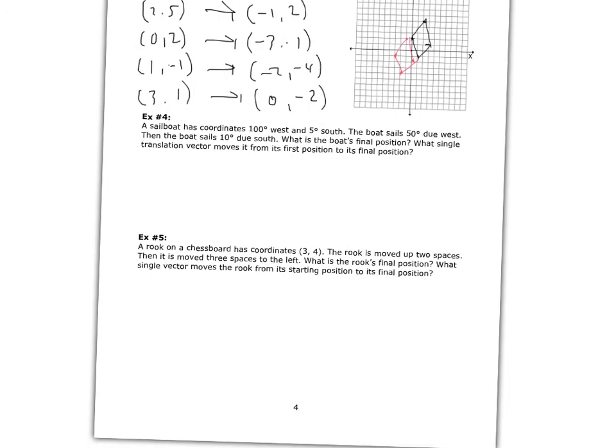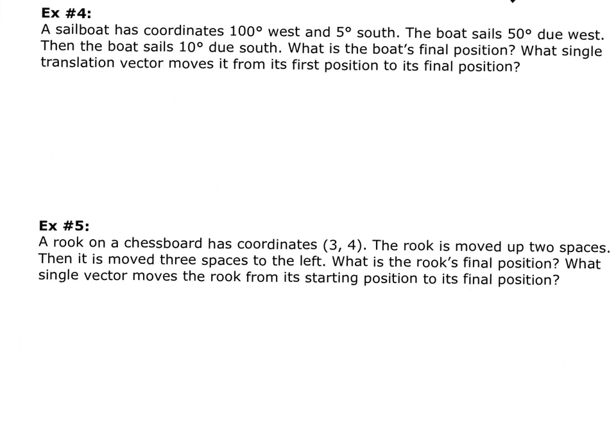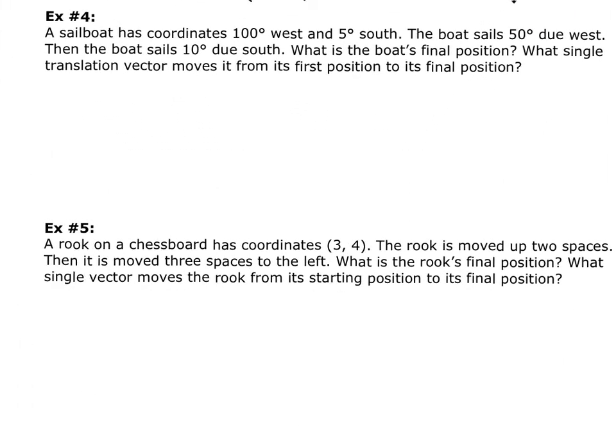Okay, let's try a couple more examples and then we'll call it good for the day. All right, it says a sailboat has coordinates 100 degrees west and 5 degrees south. The boat sails 50 degrees due west, then the boat sails 10 degrees due south. What is the boat's final position, and what single translation vector moves it to get to that position?